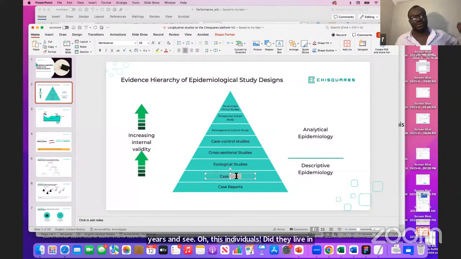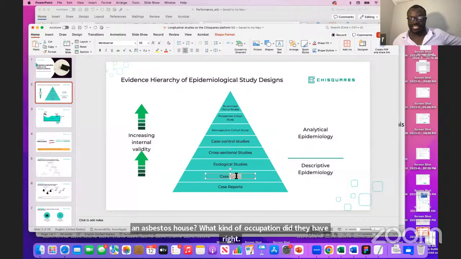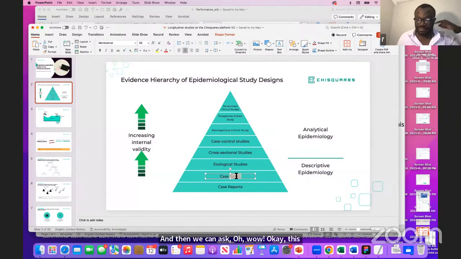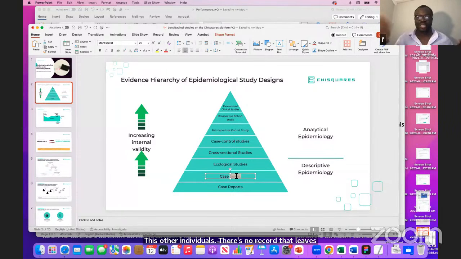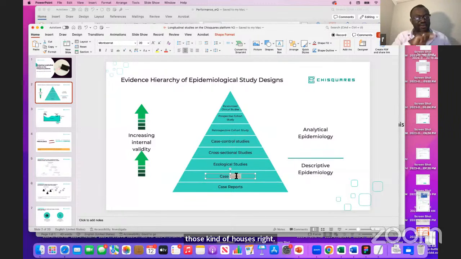And then we can say, oh, wow, okay, this individual, I can see 10 years ago, lived in a house that had asbestos. He lived there for 3 years. These other individuals, there's no record that they lived in these kinds of houses, right? And then we're looking at the case notes. We can see that this guy who lived here developed cancer 5 years ago. This one developed, and we're trying to reconstruct that timeline as if we were there at the beginning, right?